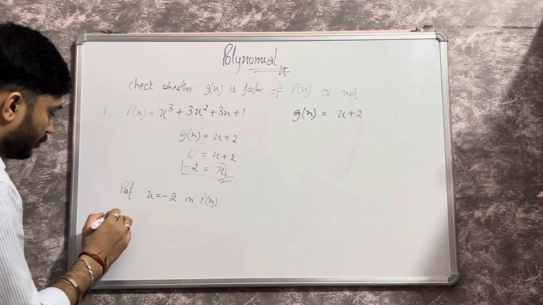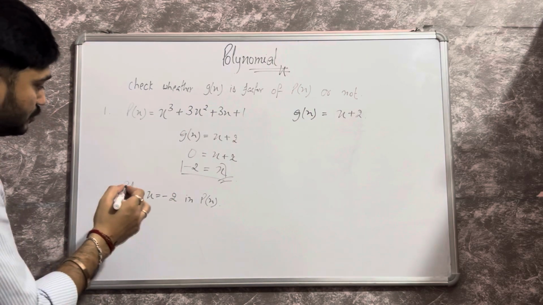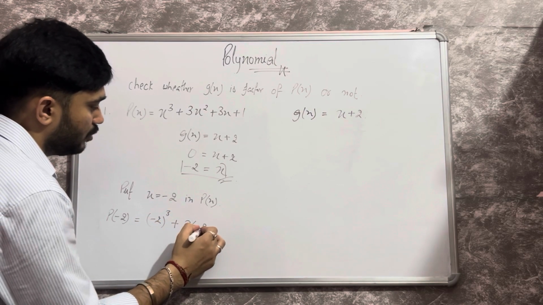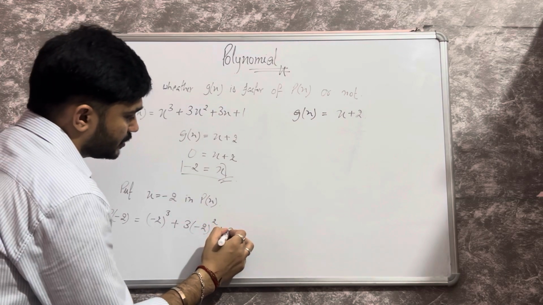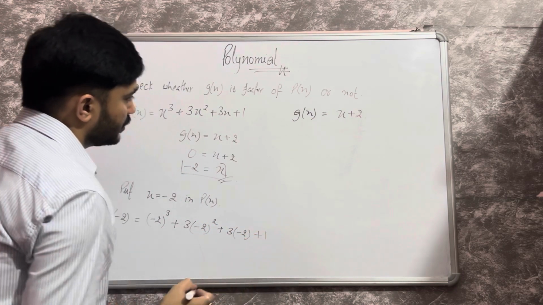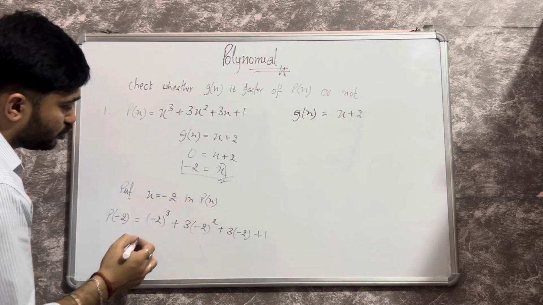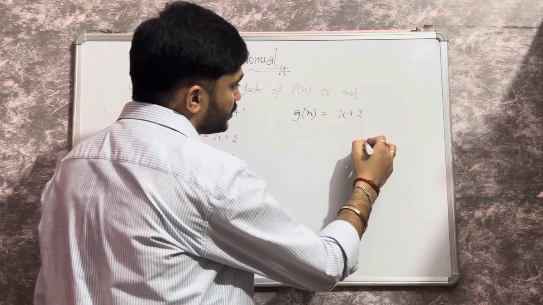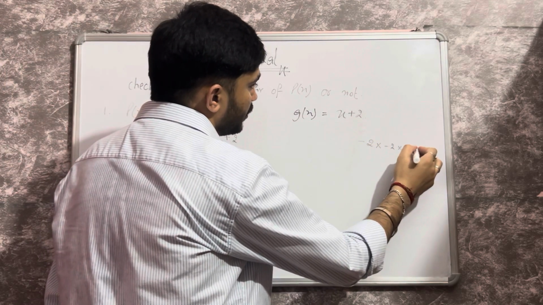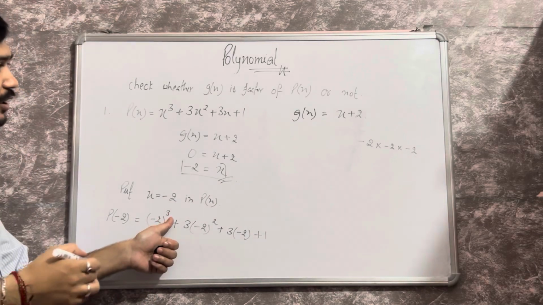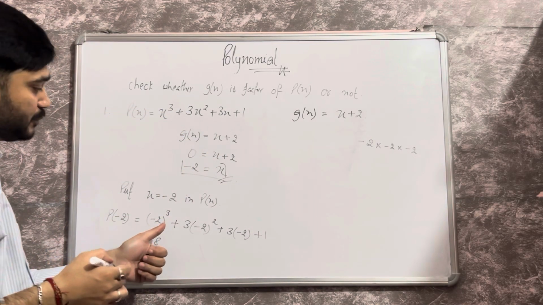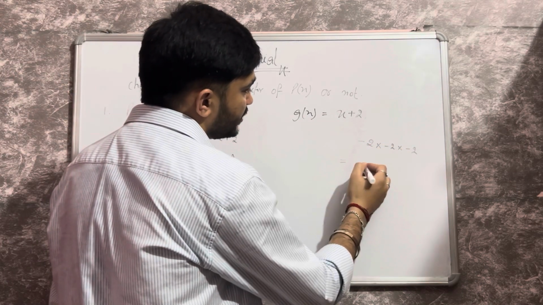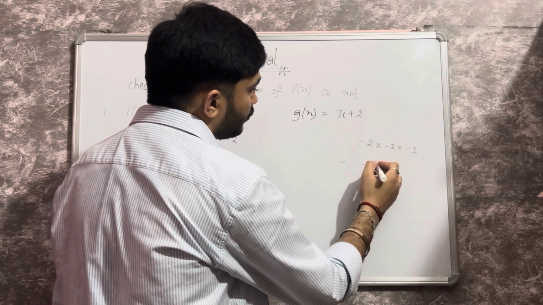Put x equal to minus 2 in p of x. So you will get p of minus 2 equal to minus 2 cube plus 3 into minus 2 square plus 3 into minus 2 plus 1. Here minus 2 cube is minus 8. If anyone doesn't know how to find the value of a cube, we just multiply the base value into itself 3 times as per its power. Here minus, minus, minus, 3 times minus is minus, 2 into 2 is 4 and 4 into 2 is 8.